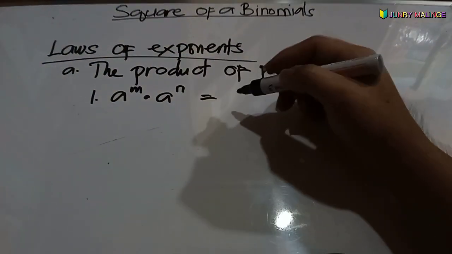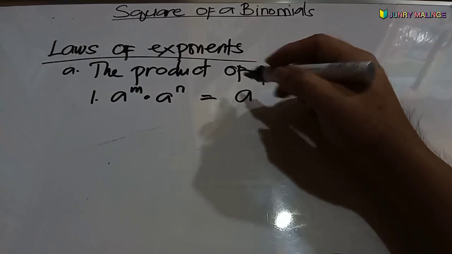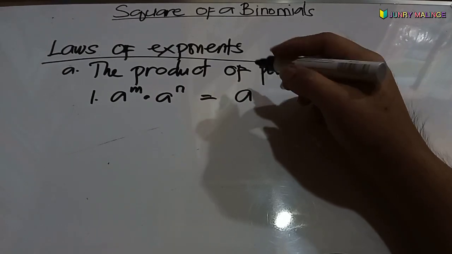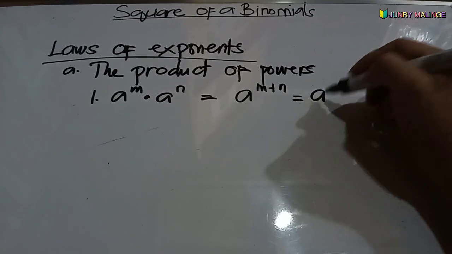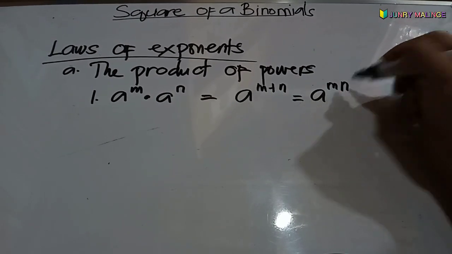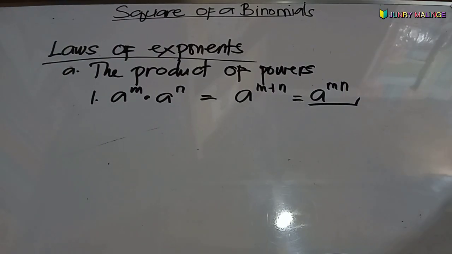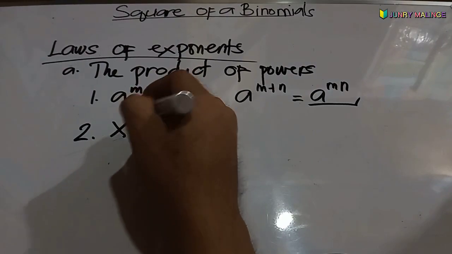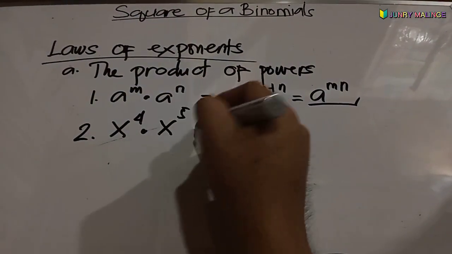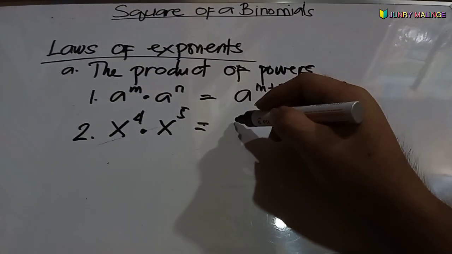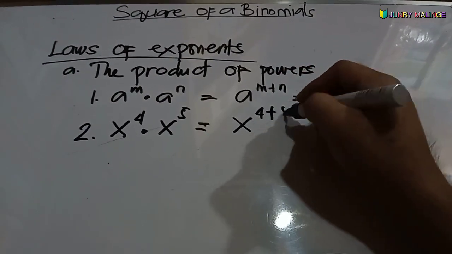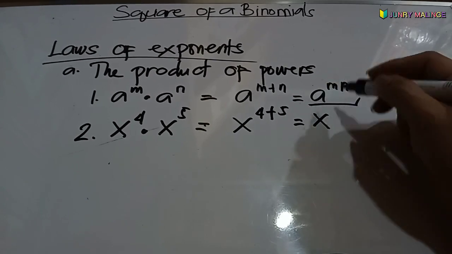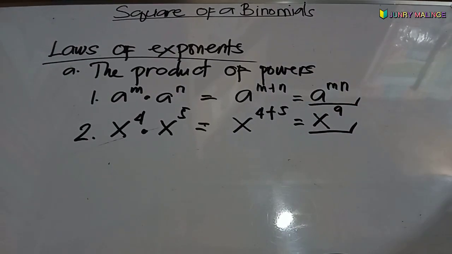So, we're going to multiply. So, a times a, and then we're going to add the exponents or the raise. So, m plus n, that is a raised to m plus n. This is our final answer. Nakuha. So, how about this one? Number 2. X raised to 4 times x raised to 5. Now, we're going to multiply. So, x, and we're going to combine our exponents of 4 plus 5. That is x raised to 9.